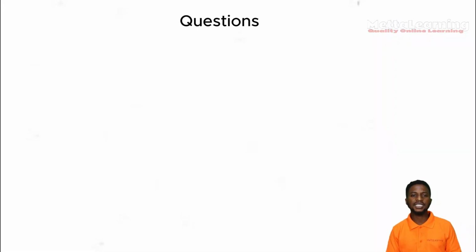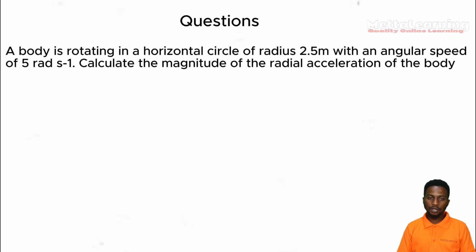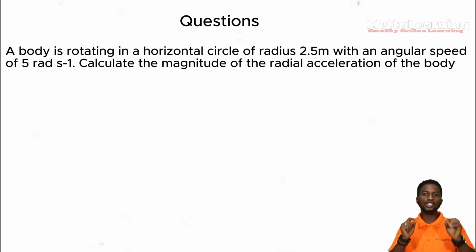The first question says that a body is rotating in a horizontal circle of radius 2.5 meters with an angular speed of 5 rad per second. Calculate the magnitude of the radial acceleration of the body. I want you to know that you will be able to solve these questions if you've gone through our classes on simple harmonic motion. So quickly, let's solve this question.